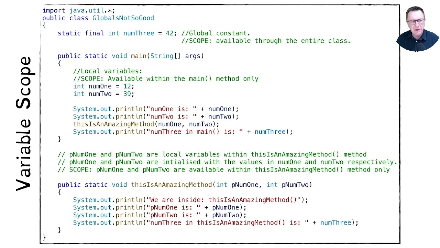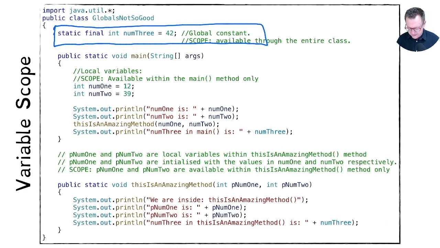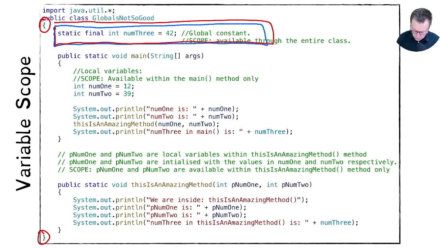The last one that I really want to go through here is globals. And what we've done up here is I've declared a global variable: static final int num3 is assigned 42. So this variable, where is it declared? Well, it's declared within the scope of the entire class. Okay, so it's declared up here, which means it is available to be used in here, and it is available to be used in here.